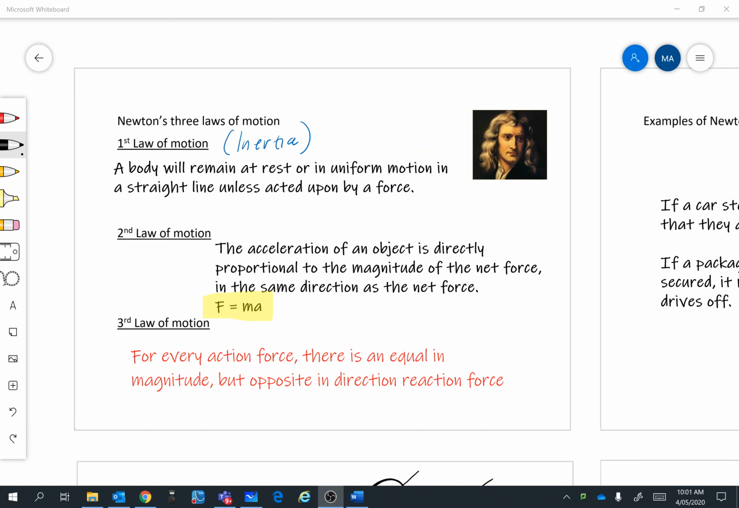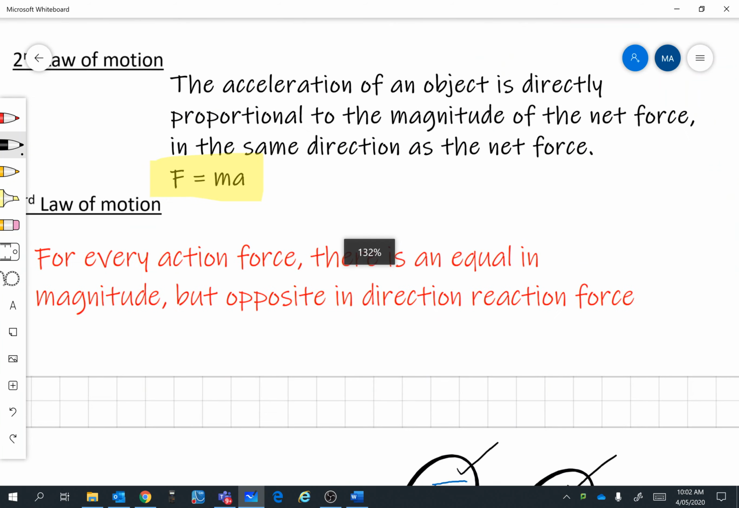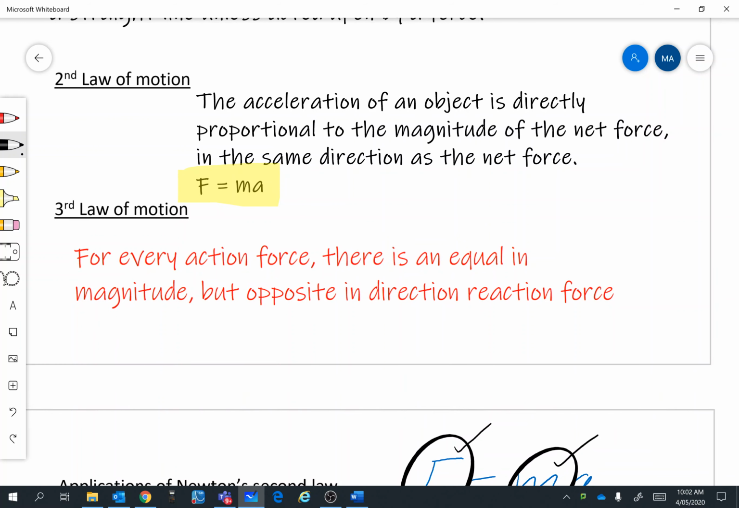Now this third law of motion and its definition have really become what we might call a colloquialism, where people will state for every action there is an equal and opposite reaction and apply that theory to all sorts of different aspects of life in general. But the actual definition as it stands is about forces, and it talks about the magnitude of the force and the direction of the forces that are involved.